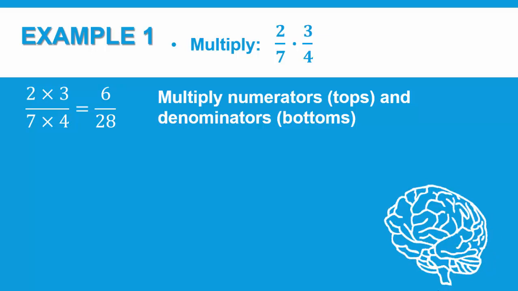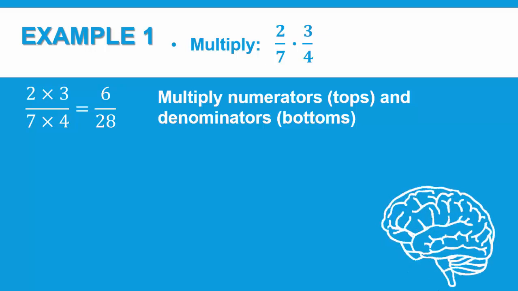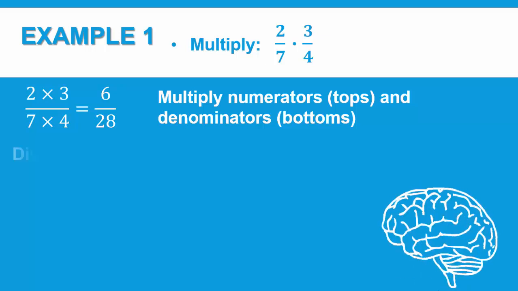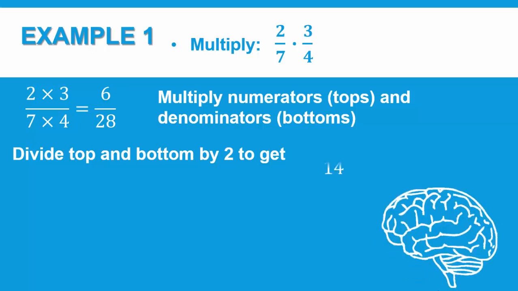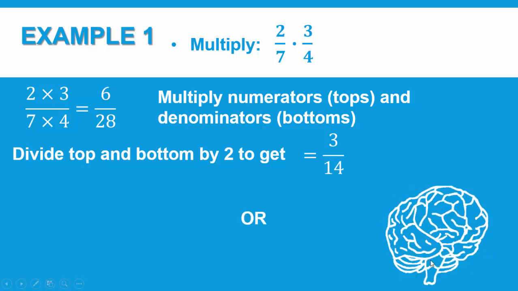So we multiply the numerators on top. 2 times 3 is equal to 6, and then on the bottom, the denominators, 7 times 4 is equal to 28. Then we divide the top and the bottom by 2 to get 3 over 14, and that is our final answer. Now, sometimes it helps to simplify as we go along. Now, let's go to the whiteboard and look at another way that we can approach this example.